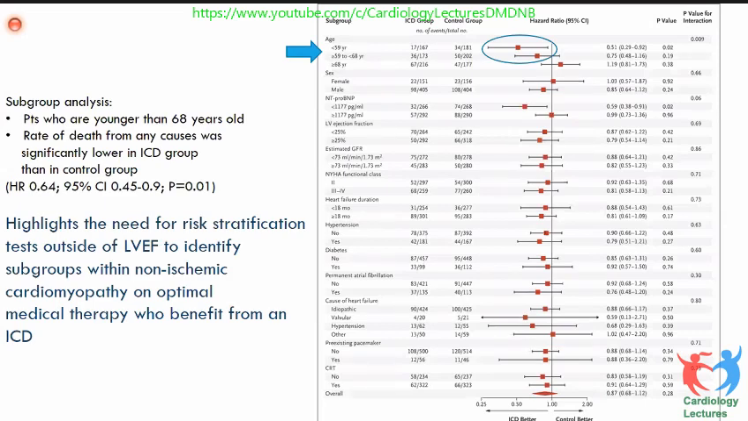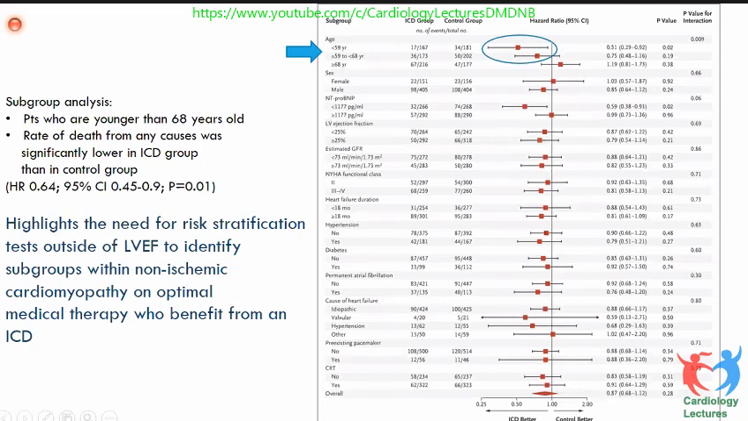But out of this study, if they look into further sub-analysis, they identify that patients of the age of less than 60 years old actually will derive benefit from ICD therapy. So this actually highlights the need for risk stratification tests outside of just LVEF to identify subgroups with non-ischemic cardiomyopathy on multiple medical therapy who benefit from an ICD.